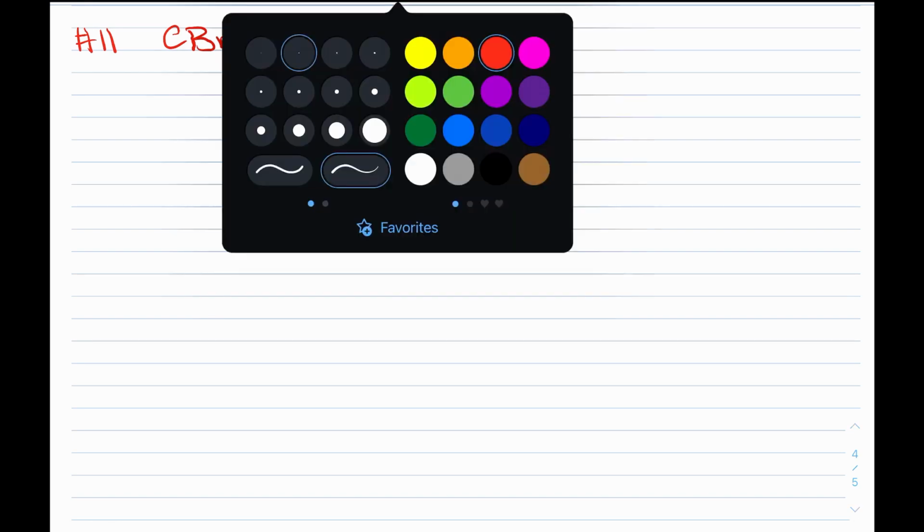Today I'll show you how to draw a Lewis structure for CBr4 as well as find out if it's polar, non-polar, its shape, and the intermolecular forces that are related to this molecule.